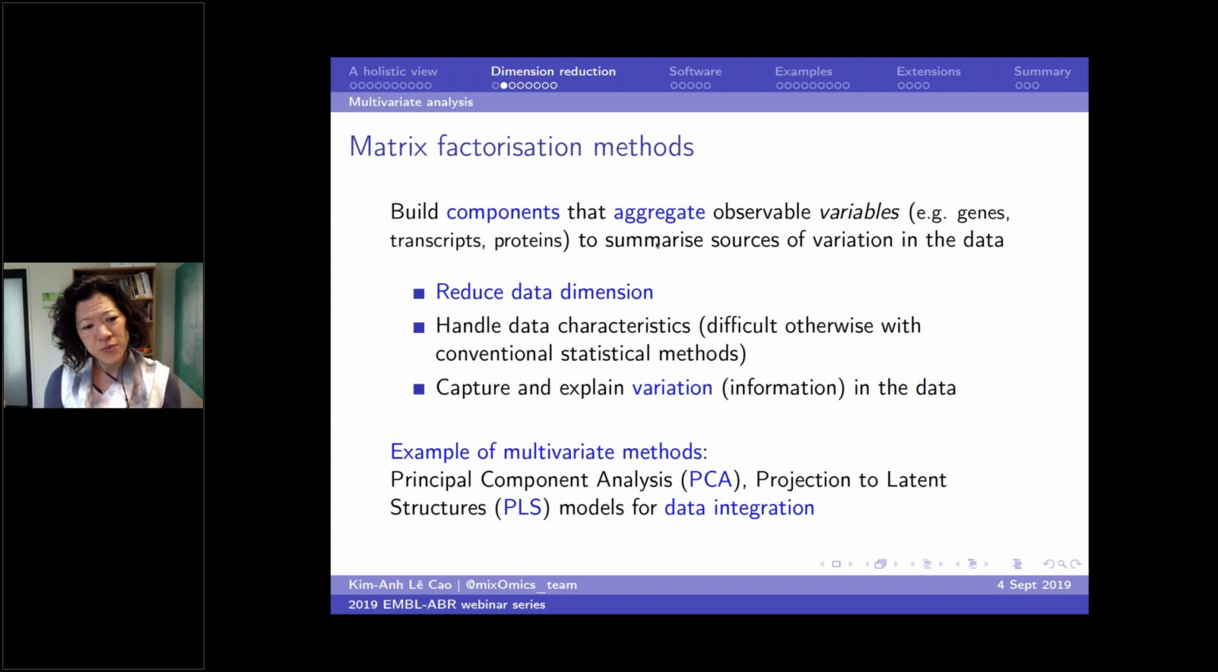They are non-parametric methods, which means that we can handle difficult data characteristics of some of the data, such as a lot of zeros or high variability. And we are going to capture and explain the variation from the data. So very well-known multivariate methods are principal component analysis. But we also will focus on projection to latent structure methods called PLS, because those methods are very useful for data integration.